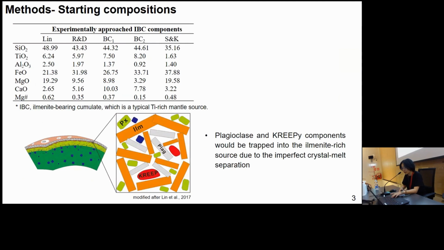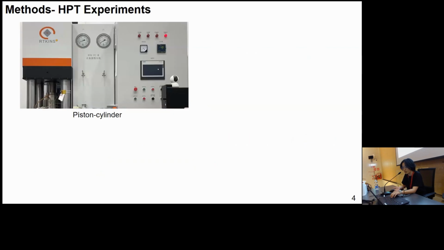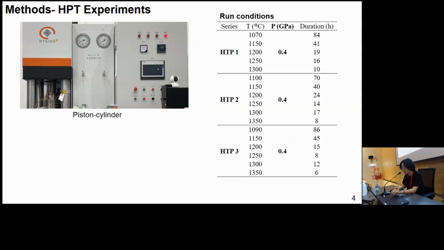So we selected the first one from Lin as the first starting composition, and we added 5% or 10% weight plagioclase into it, which became the second and third compositions of our study. Using these starting compositions, we performed high pressure and high temperature experiments using the piston cylinder device. Here are our running conditions. We assume they originate from a relatively low pressure, and we performed a series of different temperatures.